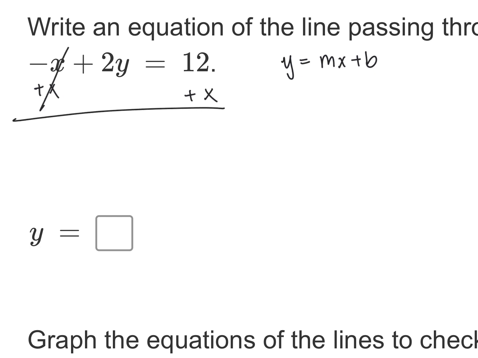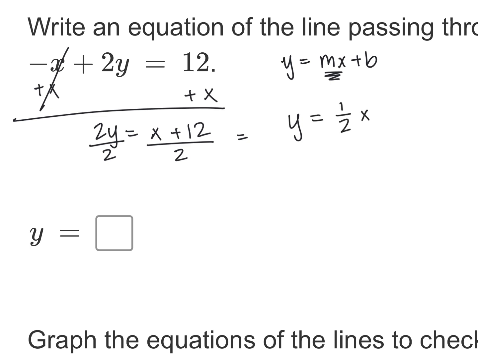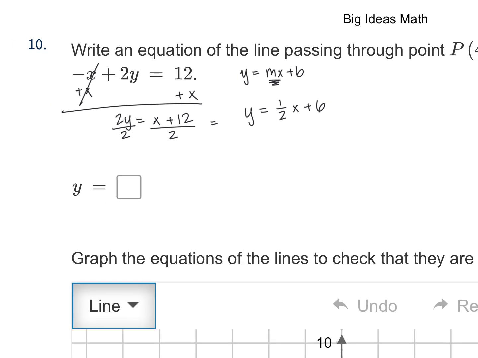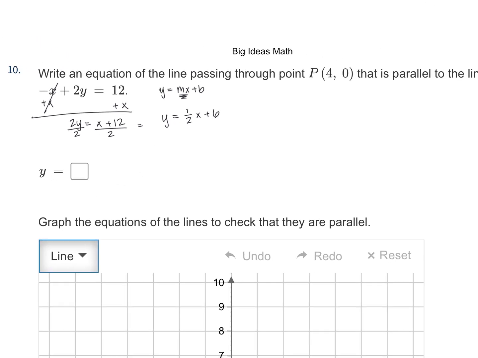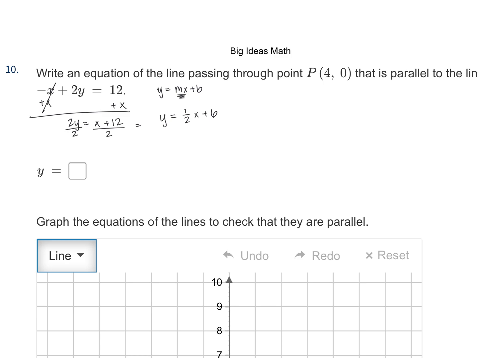to cancel these out. I'm going to get 2y equals, and I'm going to put my x first because I want it in the same format. And then last, divide everything by 2. I'm going to get y equals 1/2 x plus 6. Now I can use that equation and find the parallel equation.